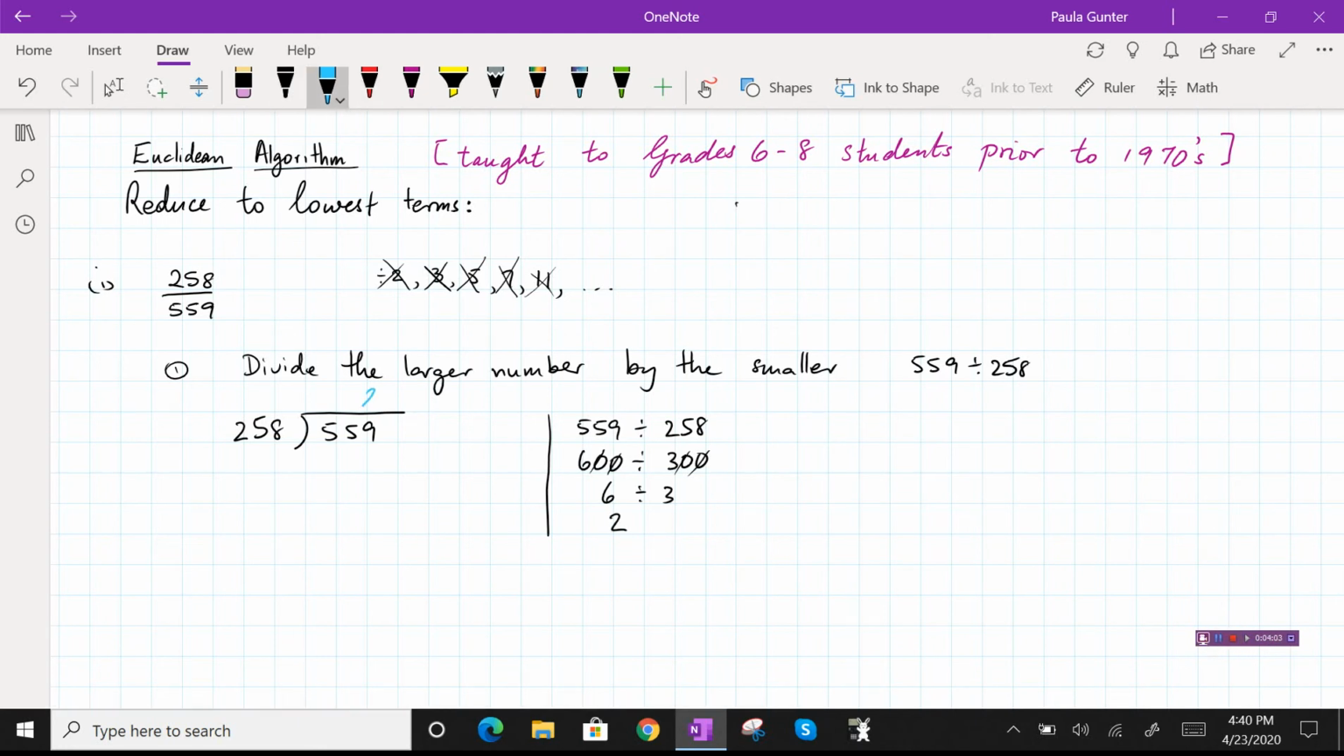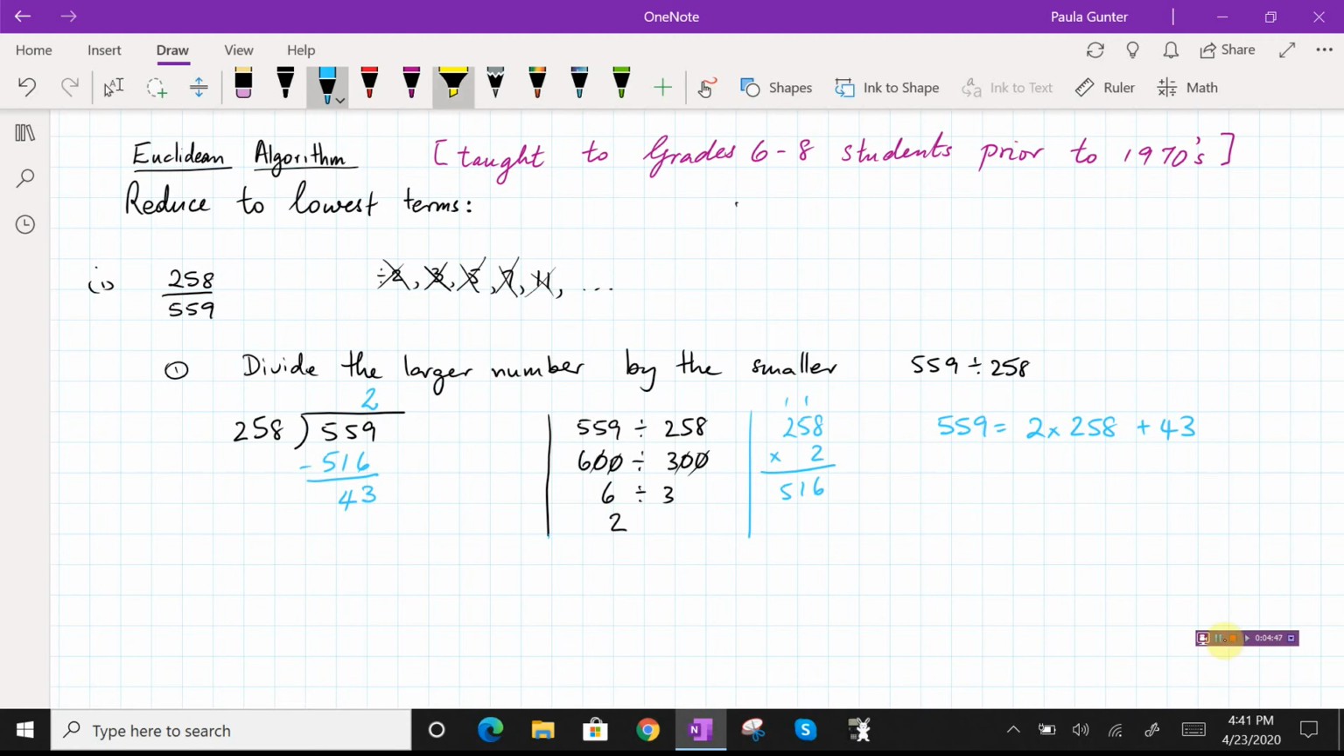So I will put in a 2 here and ask, what is 258 times 2? 8 times 2 is 16, carry the 1. 5 times 2 is 10, and 1 is 11. Carry the 1, we have 516. We subtract and end up with 43 as a remainder. So far, let's write: 559 is 2 times 258 plus that remainder of 43.